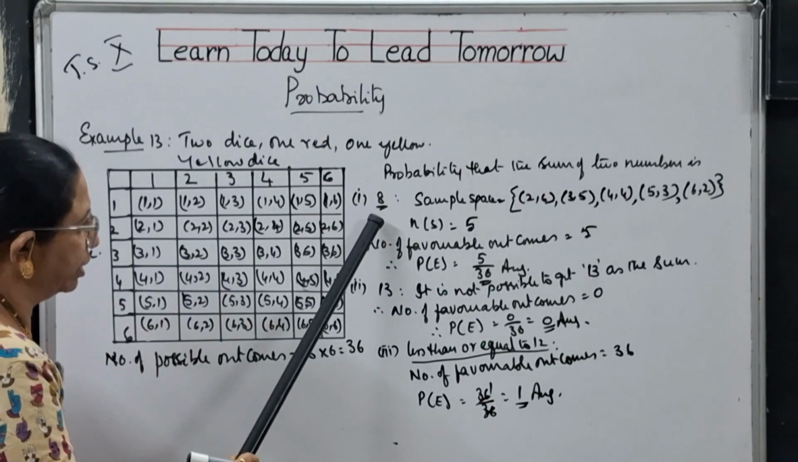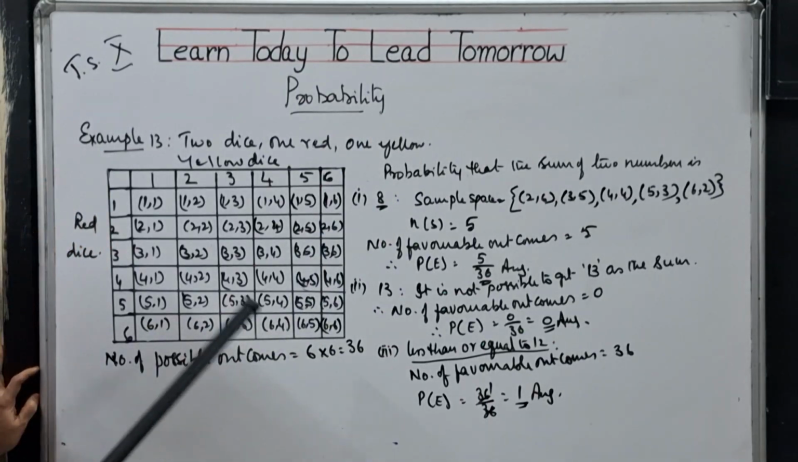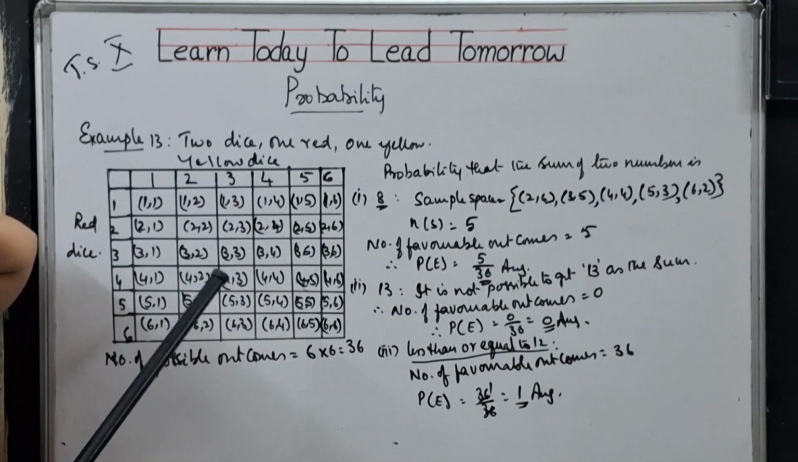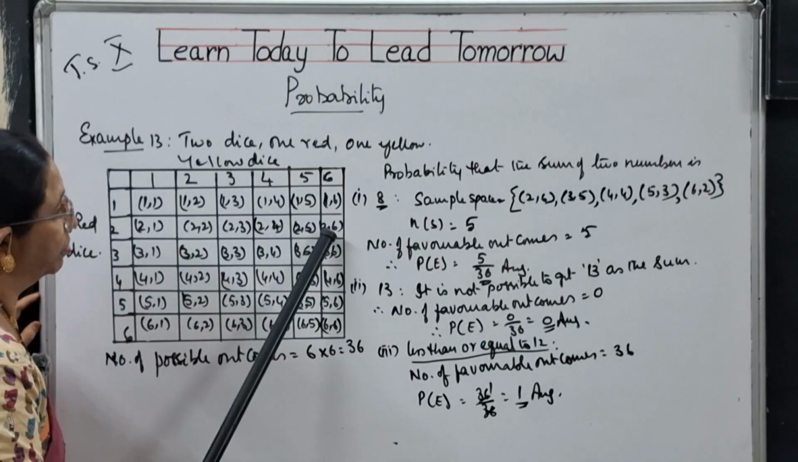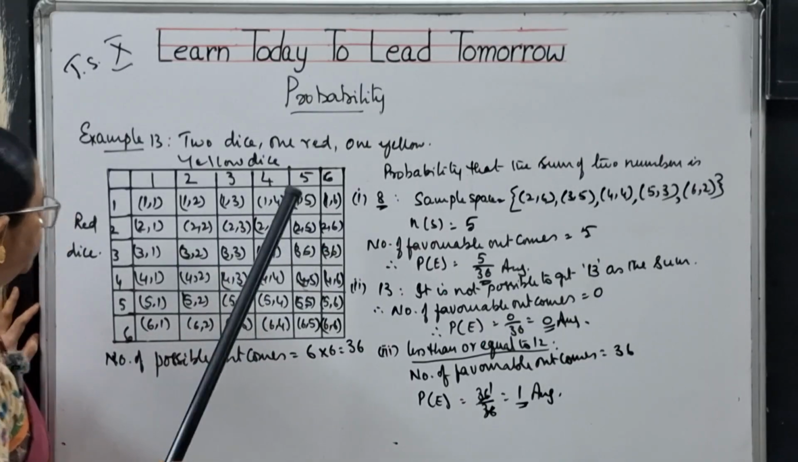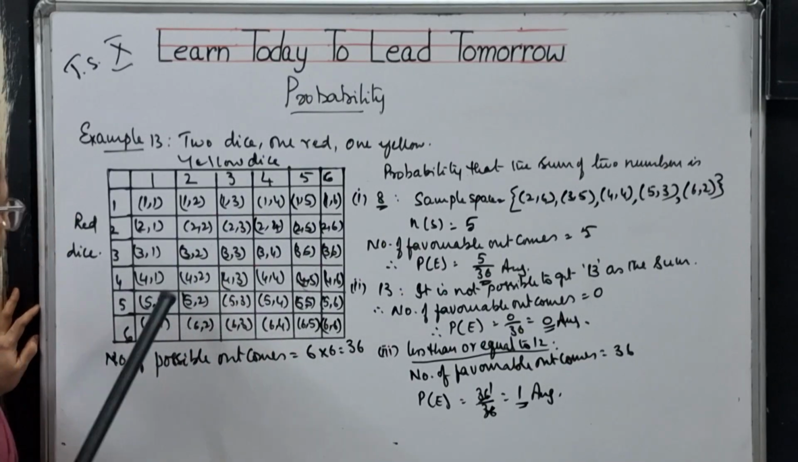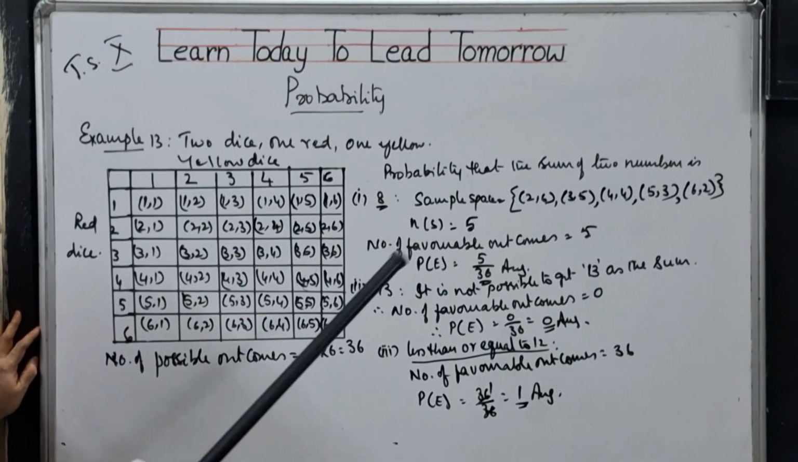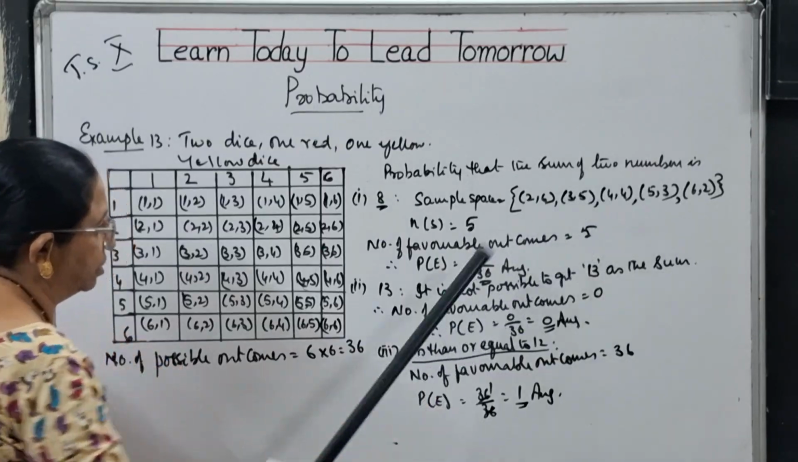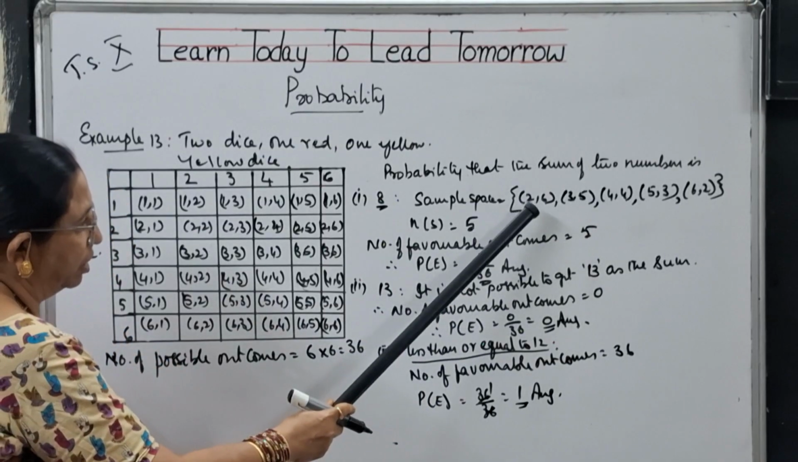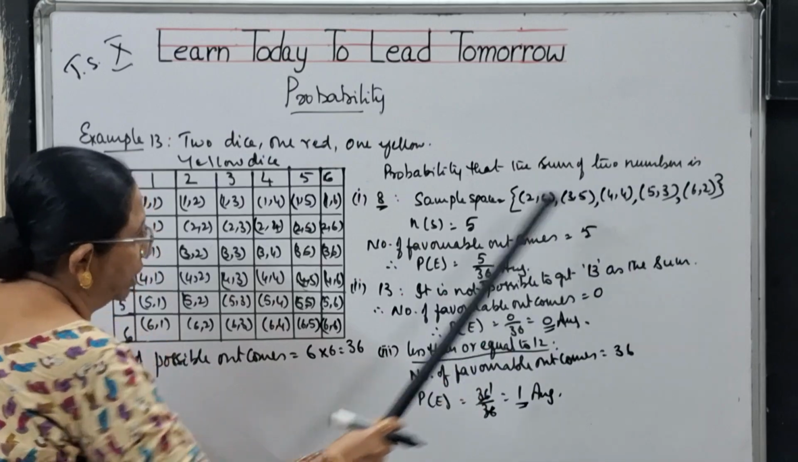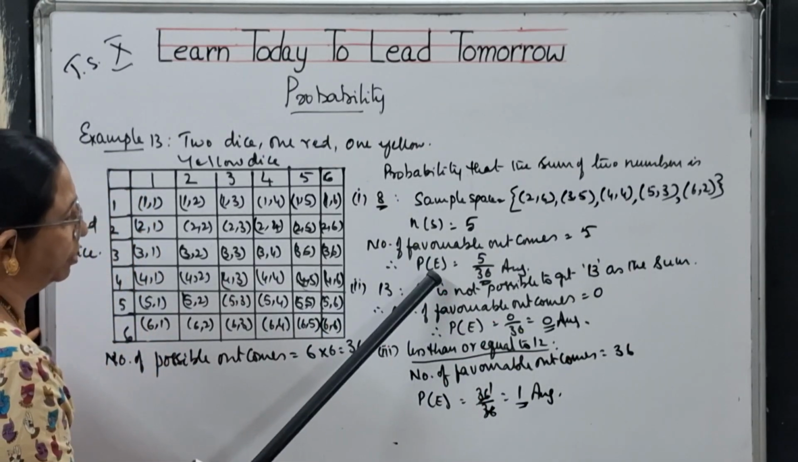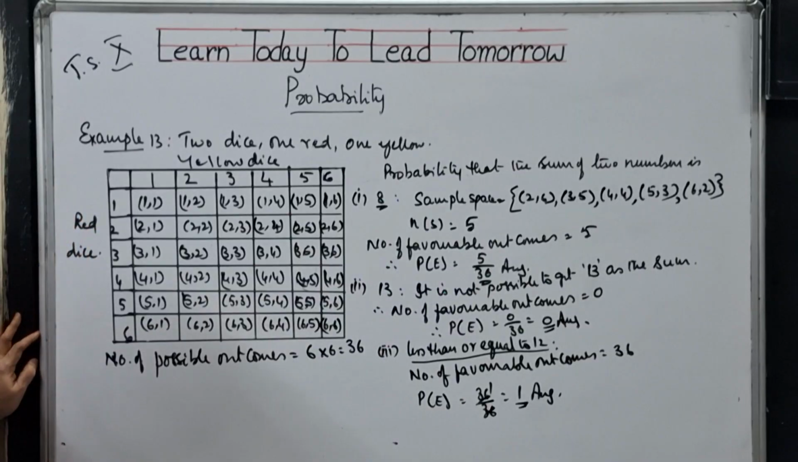So probability of getting sum 8 is nothing but wherever the sum of these numbers is 8. In the first column, we are not getting it at all. In the second column 2 comma 6, in the third column 3 comma 5, fourth column 4 comma 4, fifth column 5 comma 3, sixth column 6 comma 2. All these numbers when you add, you are getting 8. So here the elements are 1, 2, 3, 4, 5. So favorable outcomes are 5. Probability of getting sum 8 is nothing but 5 by 36.